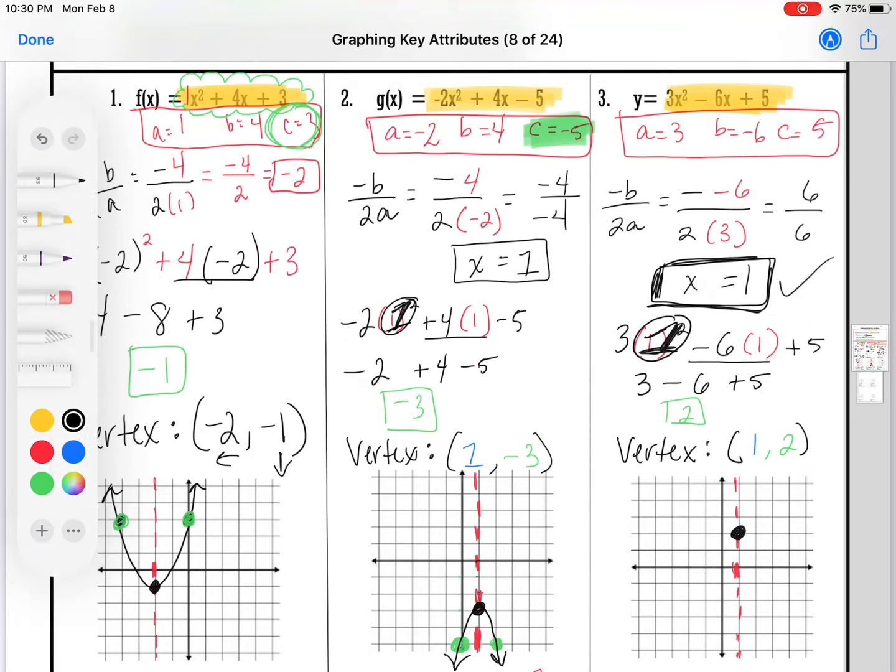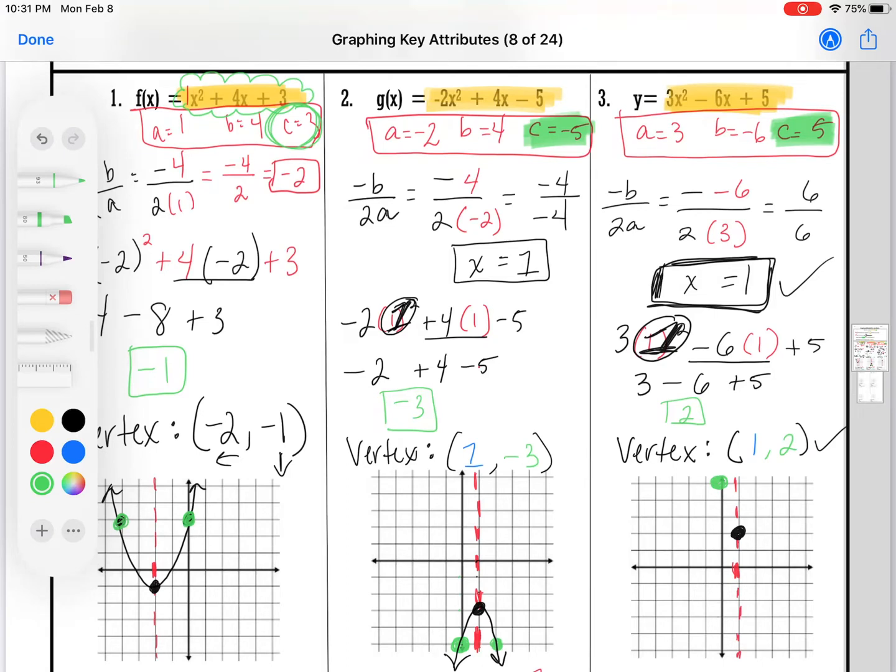Step 1, find the axis of symmetry. Step 2, find the vertex. Step 3, find the y-intercept. The y-intercept is your c value. So that means I'm going to climb on my y-axis to the number positive 5. 1, 2, 3, 4, 5.